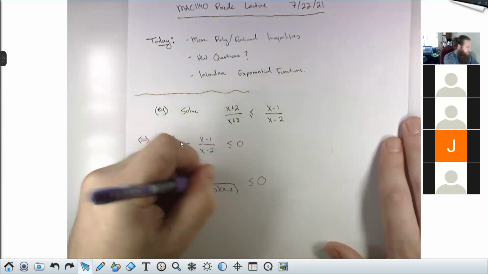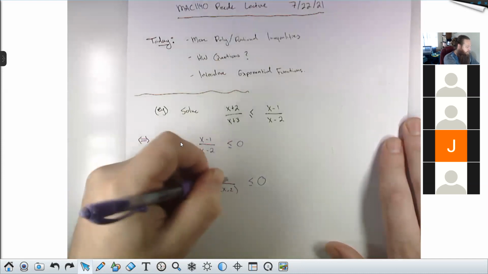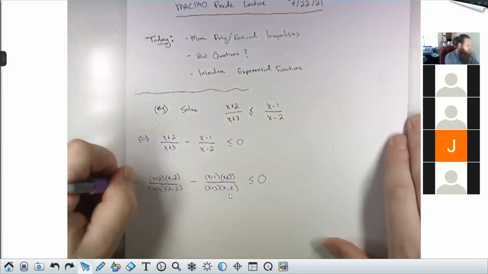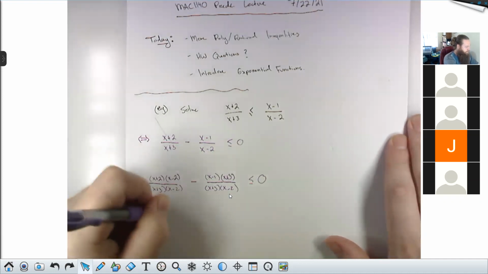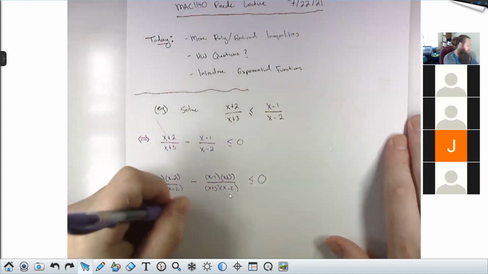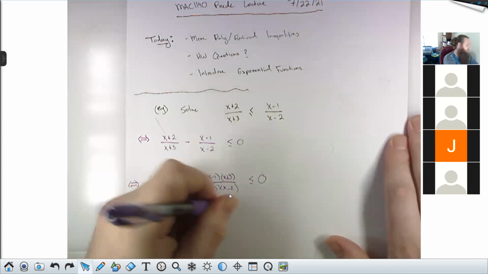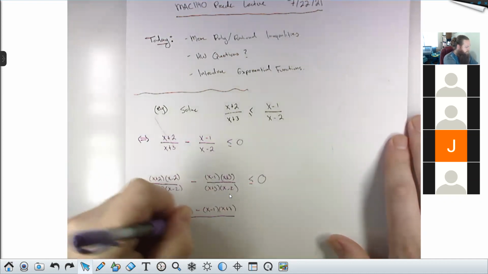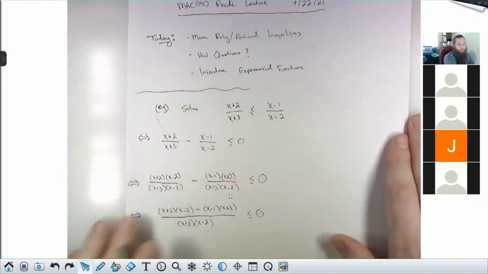Same thing over here, the x minus 1 factor is still there, but he needed the x plus 3 factor. So I've got to add that, multiply by that upstairs and downstairs. Now that these have the same denominator, I can put them into a single fraction. So that would be x plus 2 times x minus 2 minus x minus 1 times x plus 3, all over that common denominator of x plus 3 times x minus 2. And this is less than or equal to 0.